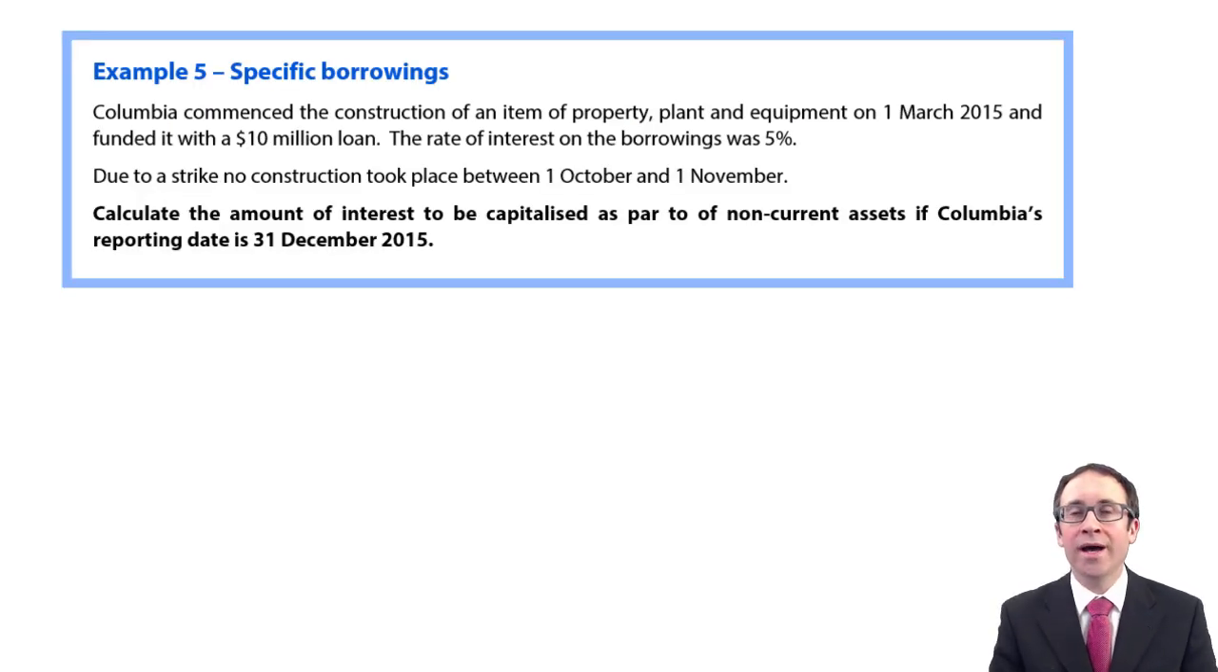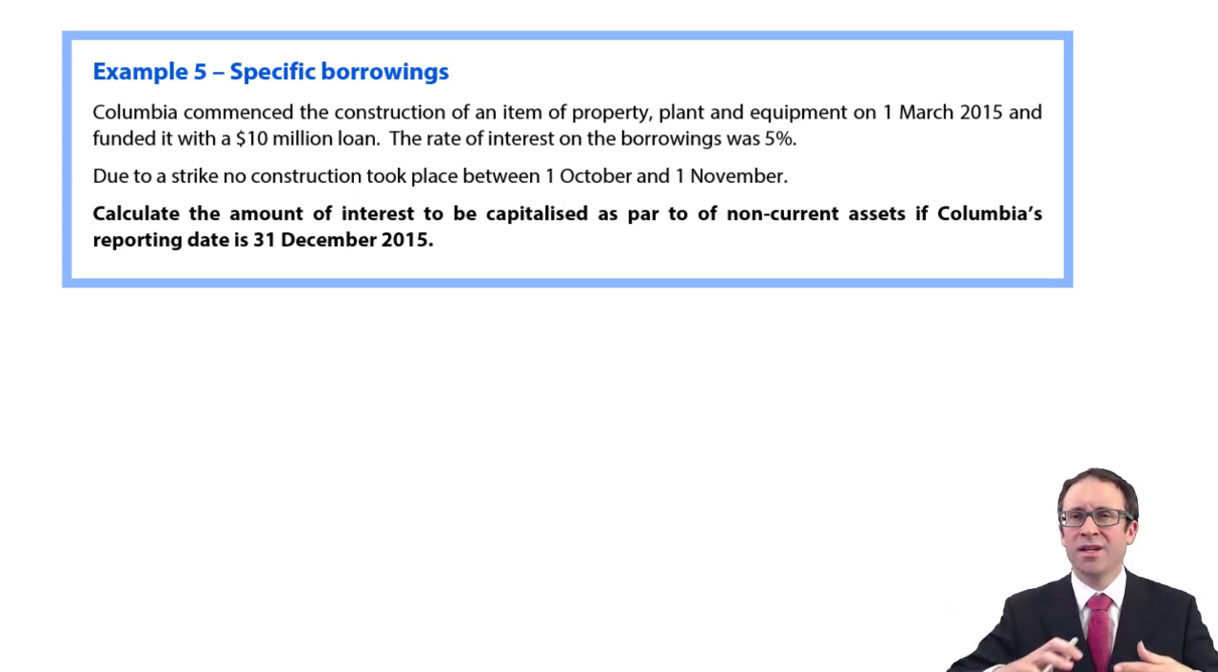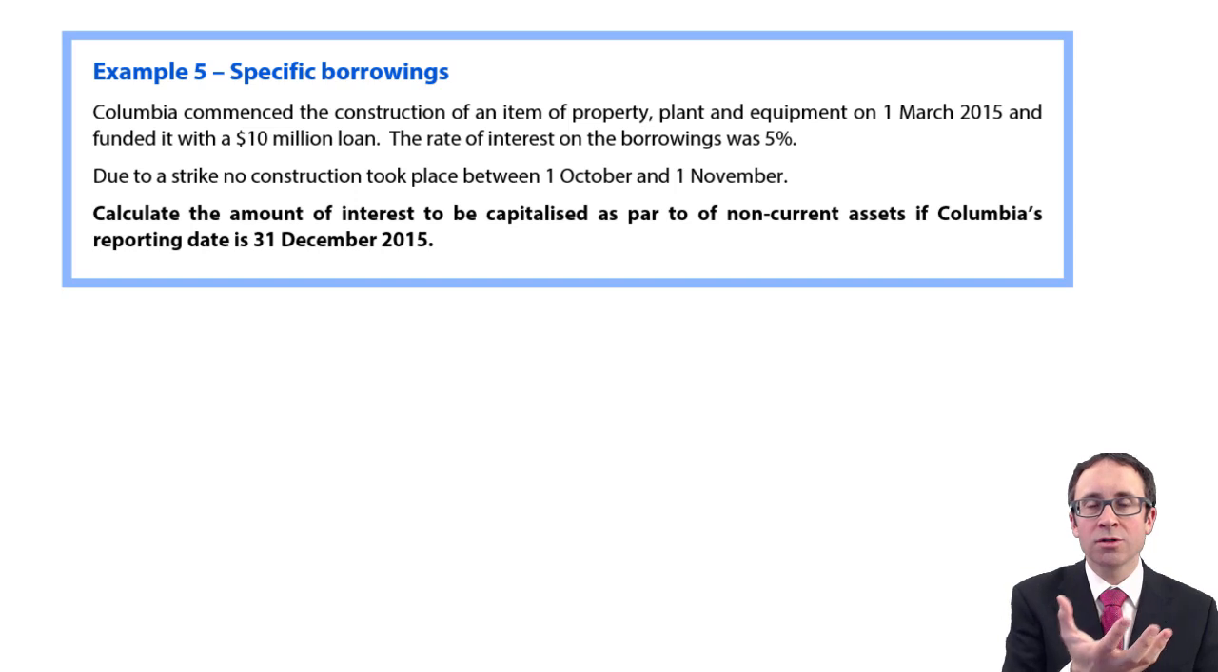Okay, so let's go through and start applying some of those rules that we saw on the previous page. Remember, there are two types of borrowing, specific and general. Specific borrowings are whereby you've taken out a specific loan, so one loan to fund one project. General borrowings, which we'll look at in the next video, is whereby you have, say, a treasury department in a large enterprise. They've got a pot of several different loans of differing amounts and differing interest rates. You scoop your hand in for your department to construct an asset using those borrowed funds.